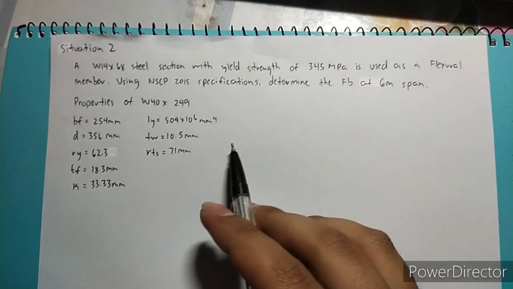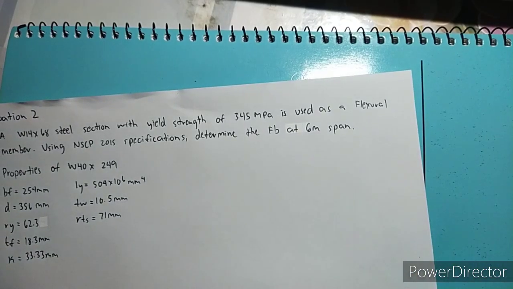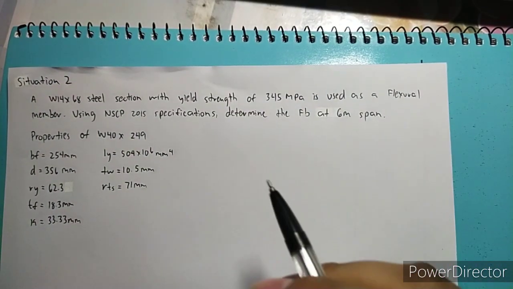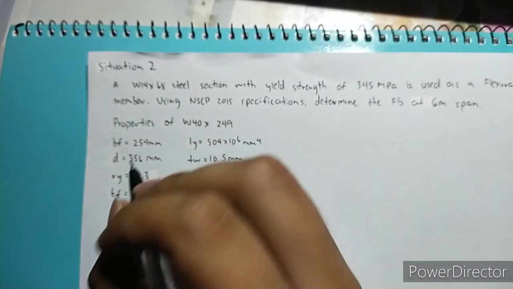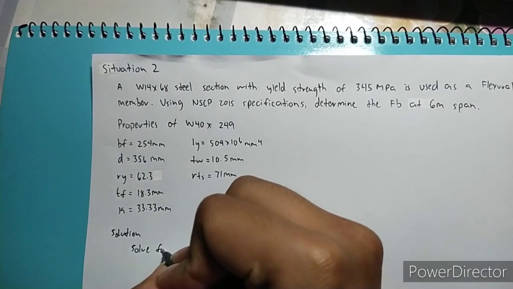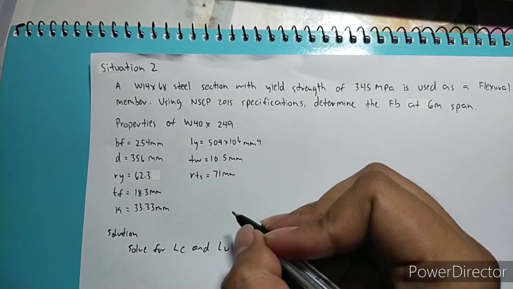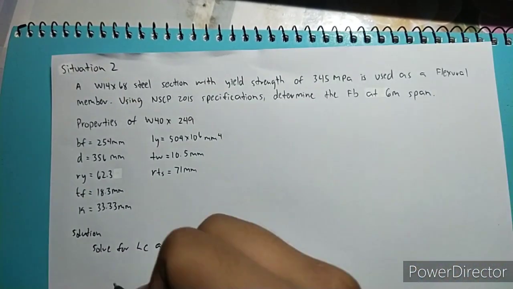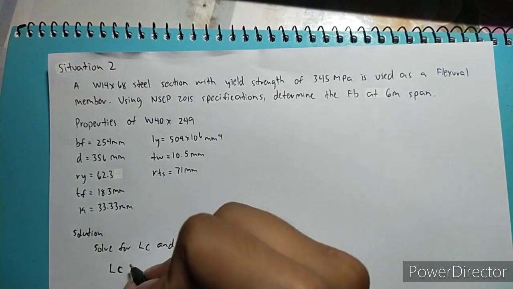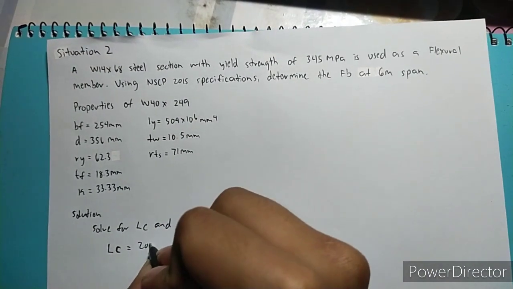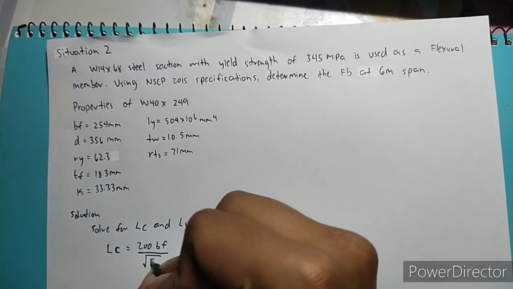So sa problem, determine the FB at 6 meter span. So first, solve for LC and LU. So si LC natin, meron tayong formula na 200 BF over square root of FY.